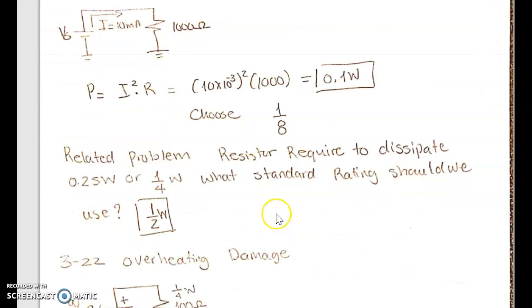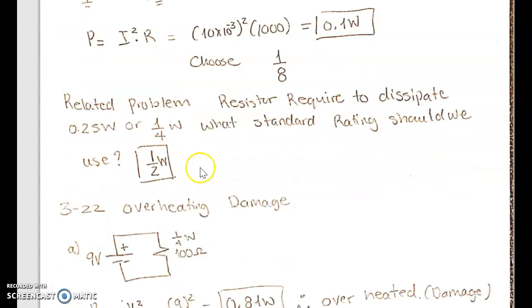It says in the related work right here, we have a 1/4 watt resistor that is a 1 kilo ohm connected to a 12-volt battery. Will that overheat? What we have available is 1/4. So let's calculate what the power would be. If we do that, we are going to get 1/2 watt.